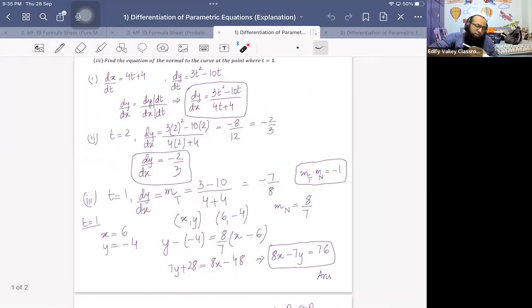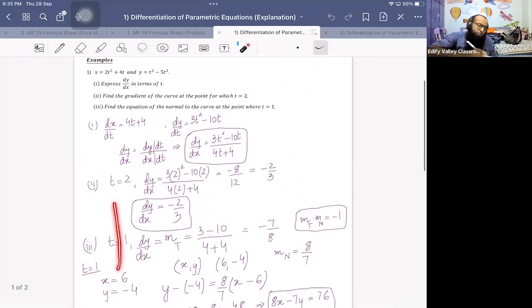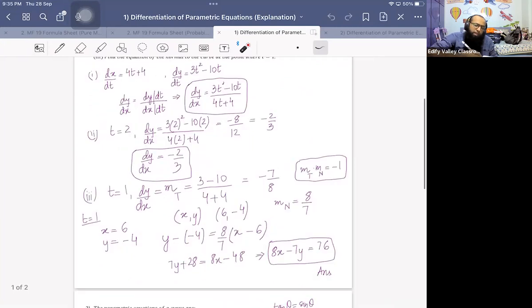So we can see that when t equals 1 is substituted over here, it's 2 plus 4, the x is 6. If 1 is substituted over here, 1 minus 5 is minus 4. The point is 6 comma negative 4. The gradient of normal is 8 over 7. The equation of a line is y minus y1 equals m times x minus x1. Then we can give the equation in any particular form.